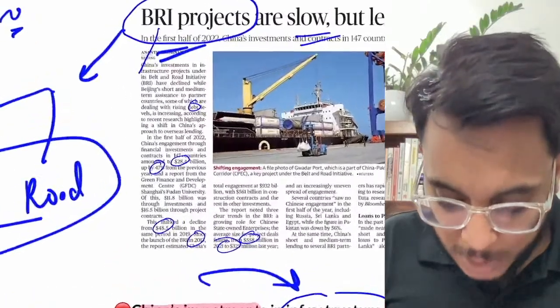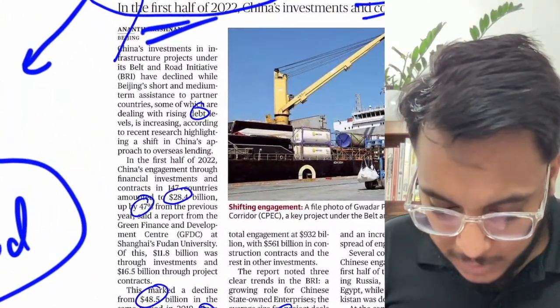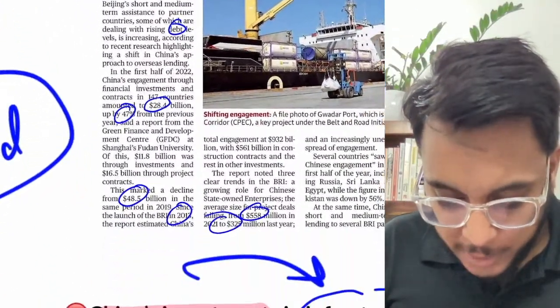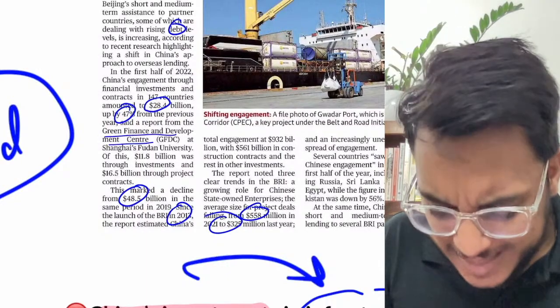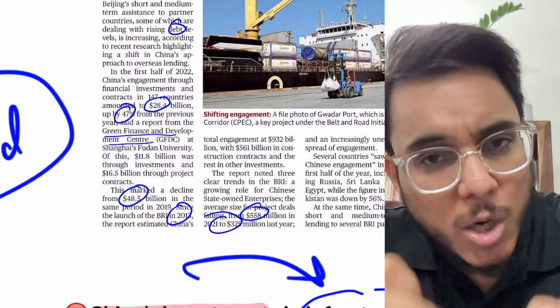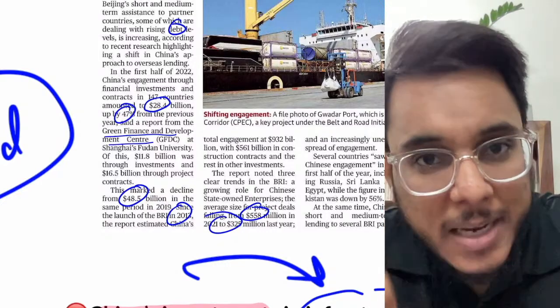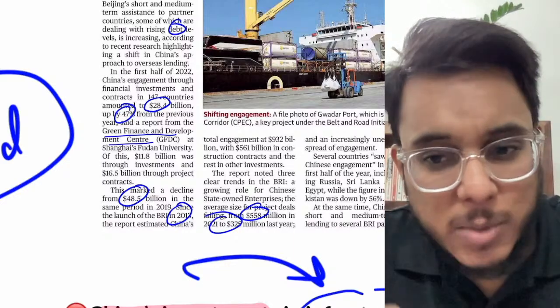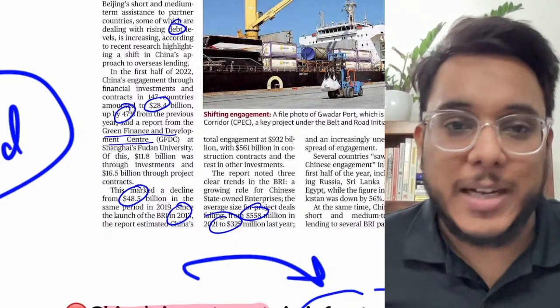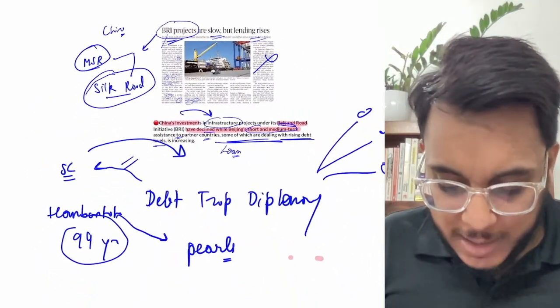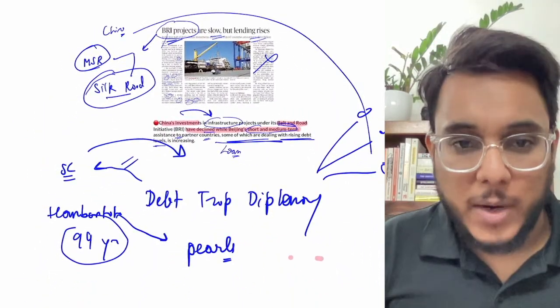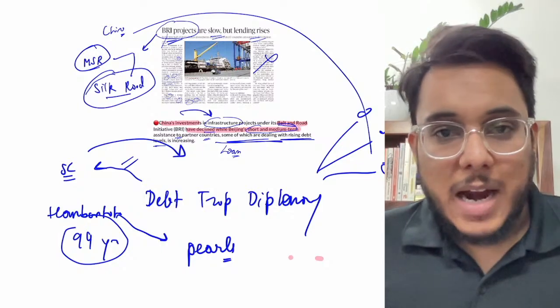Now guys, this article is talking about a report by the Green Finance and Development Center, GFDC. But these details, such as how many billion dollars were given in 2020, how many in 2021, and what percentage increase, are not something that you need to remember. These are the dimensions that we need to understand. So that is all, guys, about the articles today.